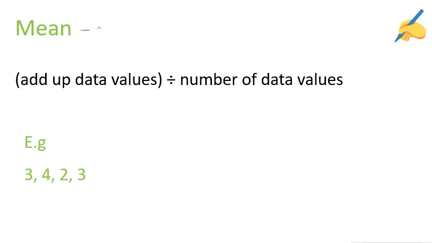So the mean, you might remember, is the average. And to find it, we add up the data values and then divide by the number of data values. So for example, if we've got 3, 4, 2 and 3, I add them up. I always put them in brackets on the calculator or it'll give you the wrong answer. And then divide by the number of data values. So there's 1, 2, 3, 4. Pop that in the calculator and it equals 3.